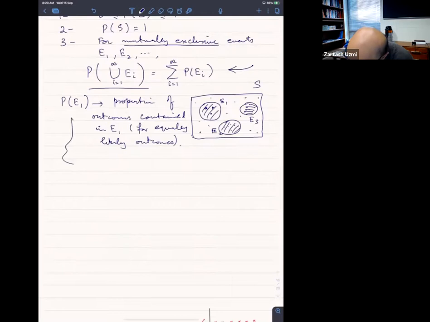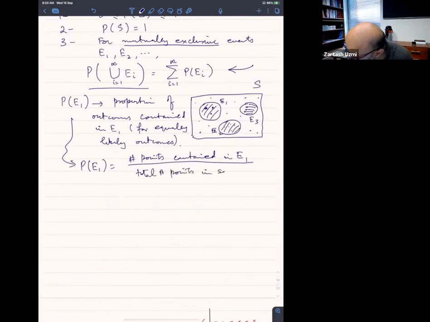Okay. So probability of E1 is the number of points contained in E1 divided by the total number of points in the sample space. This is only for equally likely outcomes. All the outcomes are equally likely, which is not always the case, but it is mostly the case.